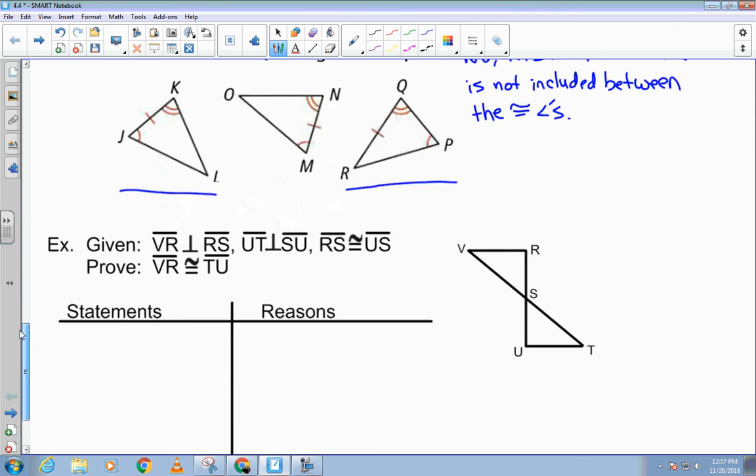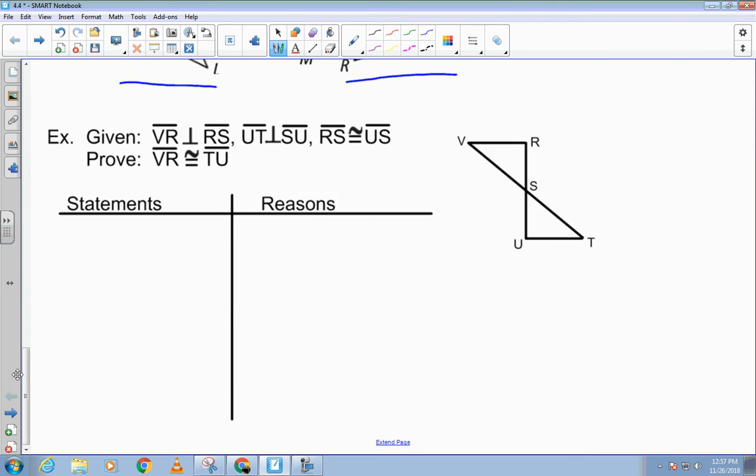Alright, here's another proof. Okay, VR is perpendicular to RS. I'm gonna go ahead and write it down. So VR is perpendicular to RS. UT is perpendicular to SU. And RS is congruent to US. Okay, so that's my given.